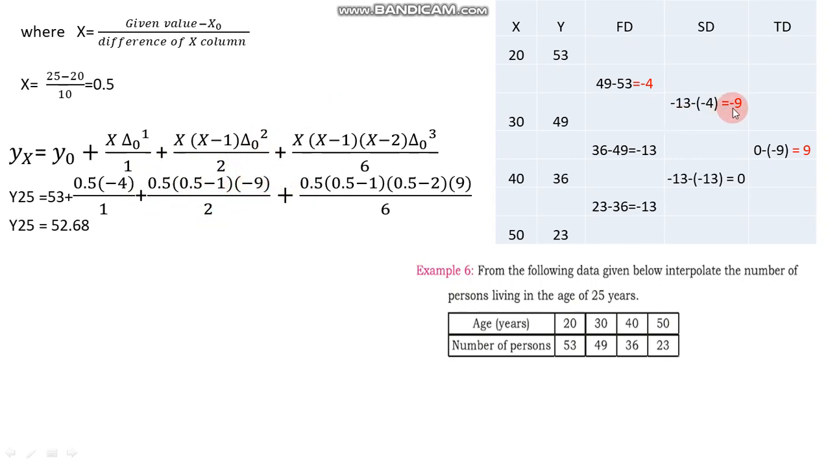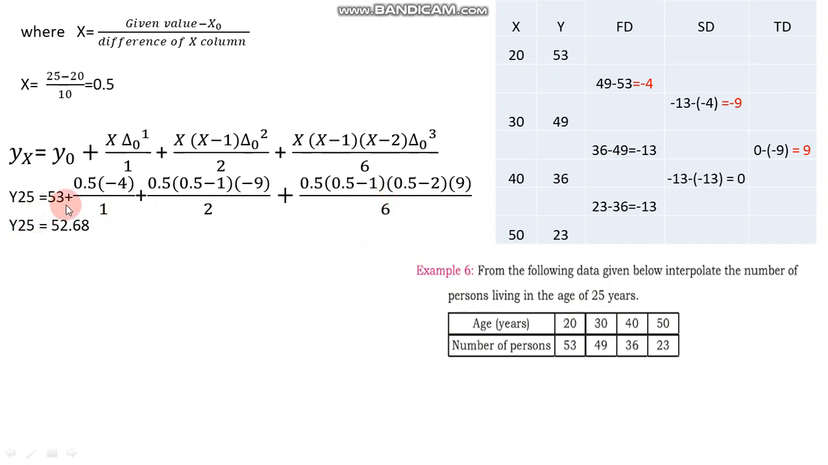How to write minus 9? It is the first number of the second difference. Plus 0.5 open bracket 0.5 minus 1 close bracket, open bracket 0.5 minus 2 close bracket, open bracket the last difference number 9 close bracket divided by 6. And take a scientific calculator.